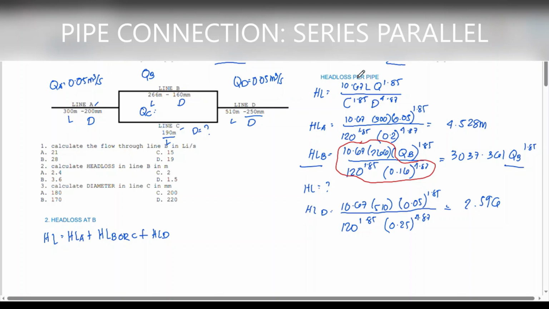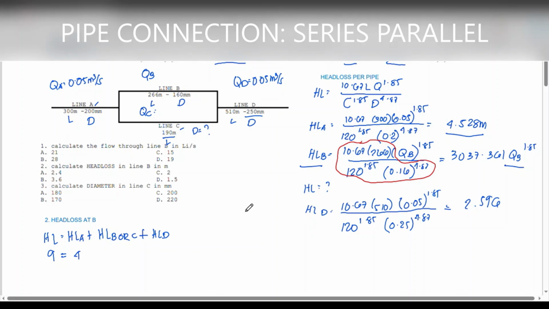So the total head loss, as stated in the problem, is 9 meters. So we have to plug in that one. 9 is equal to head loss at A. We already calculated that one, and that is equal to 4.528. Sorry, 4.528.